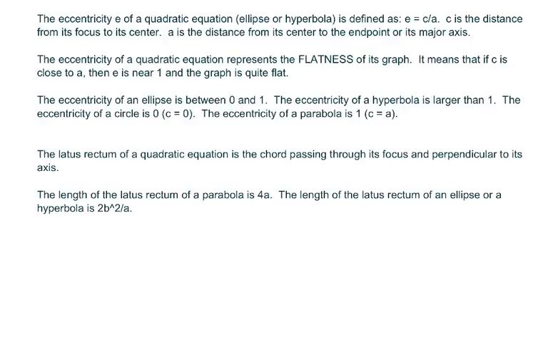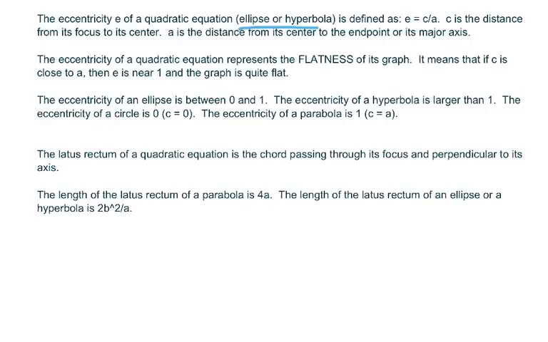So basically, the eccentricity, E, of a quadratic equation, which means the ellipse or hyperbola, is defined as E equals C over A. And hopefully you already know how to draw ellipses and hyperbolas. You know C is your focal part and A is the length of the major axis, whether it be the ellipse or the hyperbola.